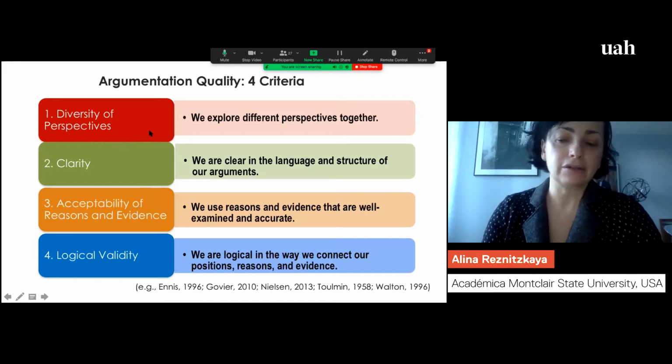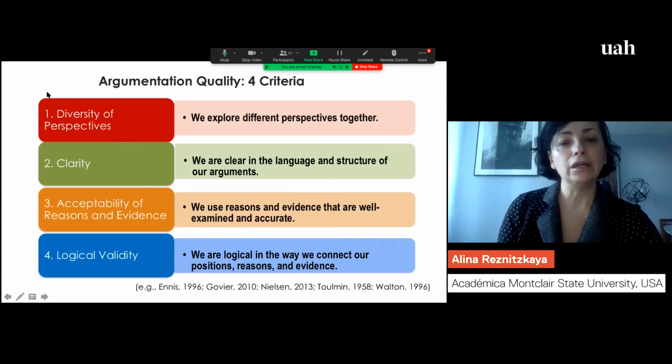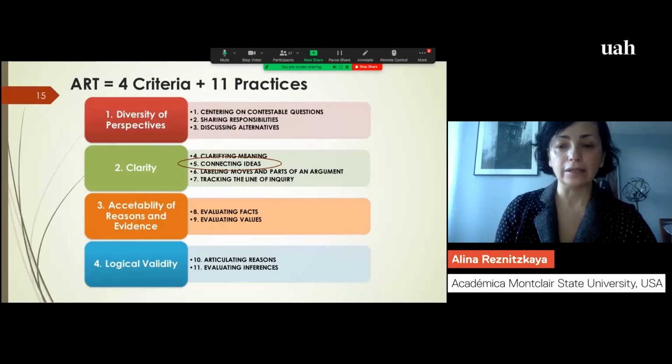and we got these criteria from literature, scholarship on formal logic, informal logic, critical thinking, argumentation. So from all these philosophy books, but then we translated it into practical language that, again, teachers and students can understand. So these are things like we need to consider different perspectives. We need to be clear in language and structure our arguments. We need to use well-examined and accurate reasons and evidence, and we have to be logical, or we have to connect our reasons and evidence well.